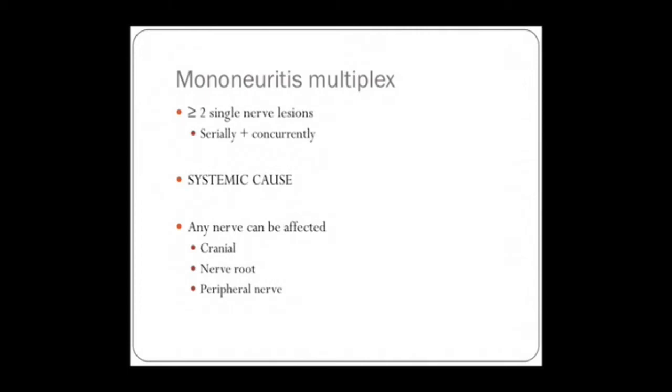Okay, quickly, mononeuritis multiplex. In mononeuritis multiplex, the definition is that there's greater than or equal to 2 single nerve lesions. And those lesions may occur at the same time, or they may occur one after another. Now, the important thing here is it's not due to entrapment like the other neuropathies. Usually there's some systemic cause for this. And once again, any nerve can be affected, a peripheral nerve or a cranial nerve.